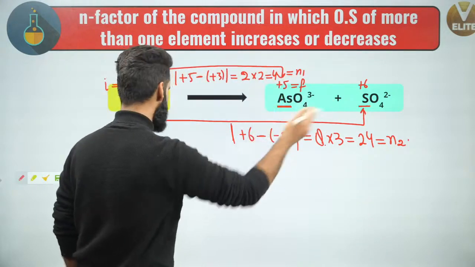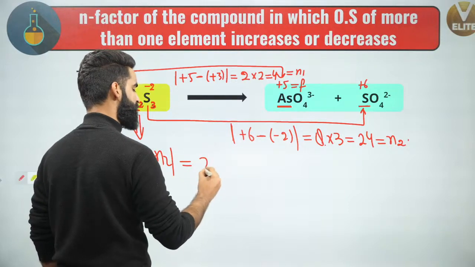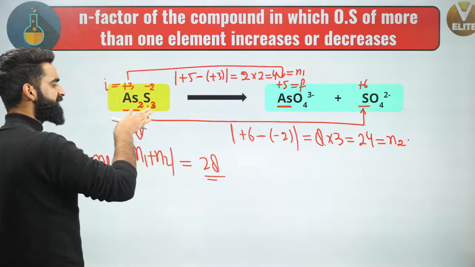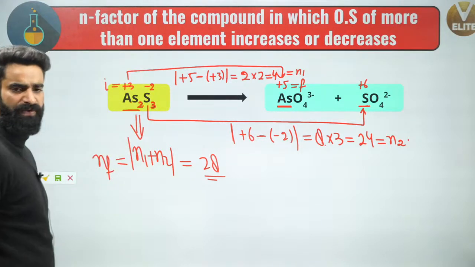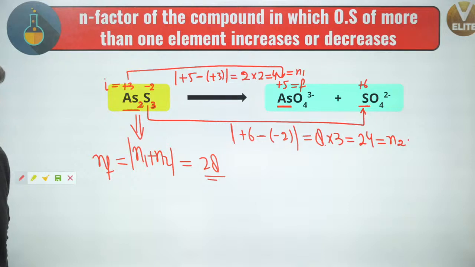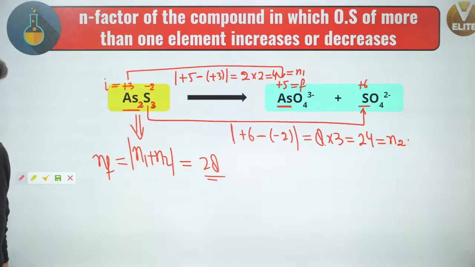You got the value of N1. You got the value of N2. So what is going to be N1 plus N2? 24 plus 4. That means 28. 28 is the n factor of this substance. If you have the n factor of this substance, just divide its molar mass by its n factor. You'll get the equivalent mass. Very simple. Okay.